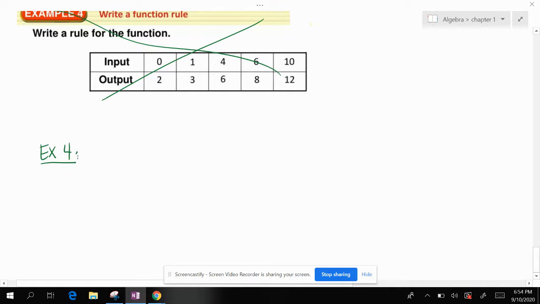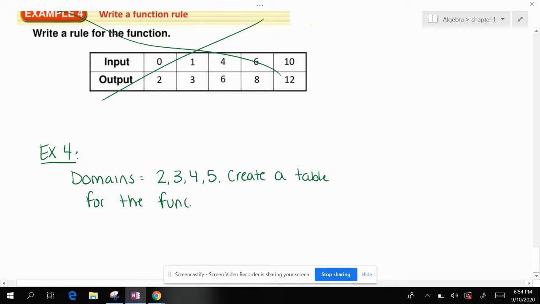Example 4. I don't like that one. So here's a list of domains, and you're going to create a table for the function y equals x plus 6. Then list the ranges. So I'll help you out.